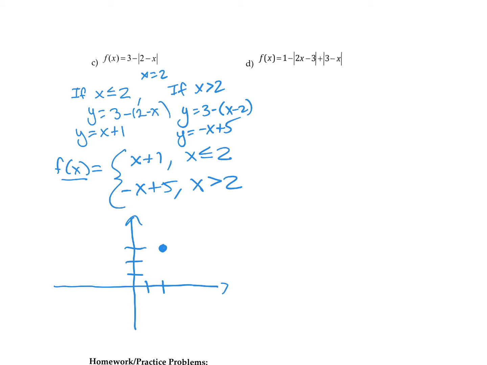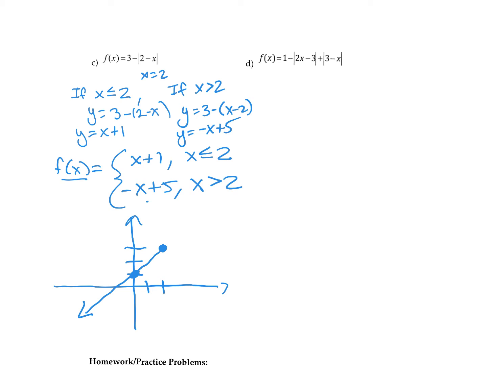And let's plug in one more point in this domain of x less than or equal to 2. So let's plug in 0, which will give us the y-intercept here. So when I plug in 0 for x, I get 1. And so this is going to be that left piece. And then now let's plug in 2.